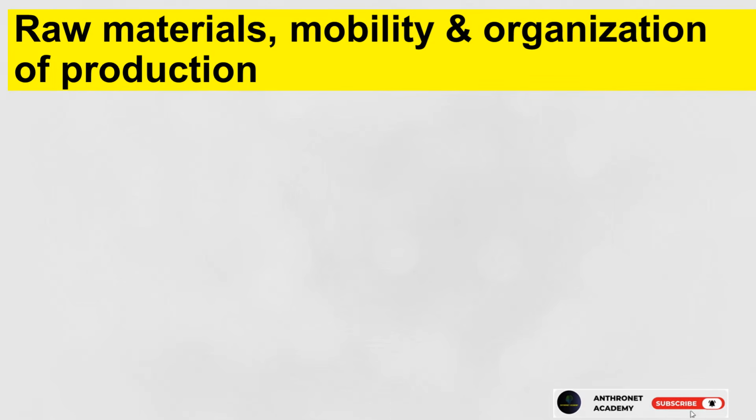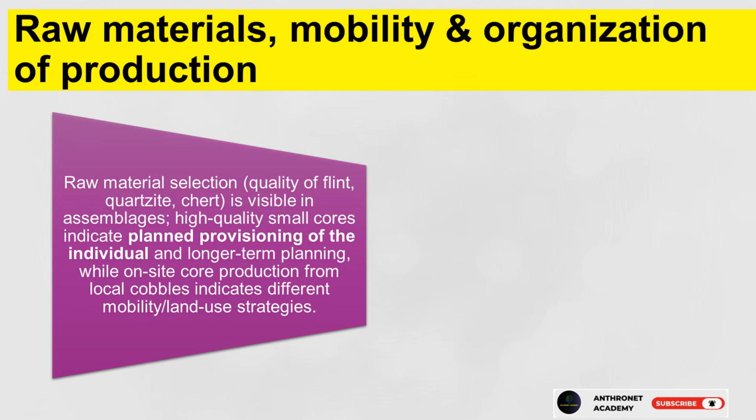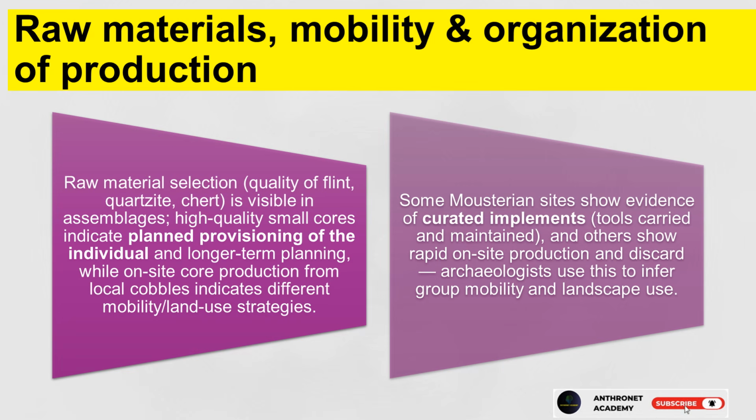Raw materials, mobility, and organization of production. Raw material selection: quality of flint, quartzite, and chert is visible in assemblages. High-quality small cores indicate planned provisioning of the individual and longer-term planning, while on-site core production from local cobbles indicates different mobility and land use strategies. Some Mousterian sites show evidence of curated implements, tools carried and maintained, and others show rapid on-site production and discard. Archaeologists use this to infer group mobility and landscape use.